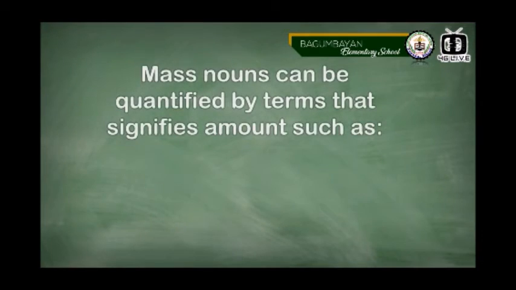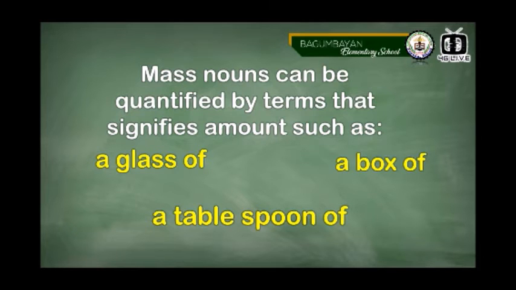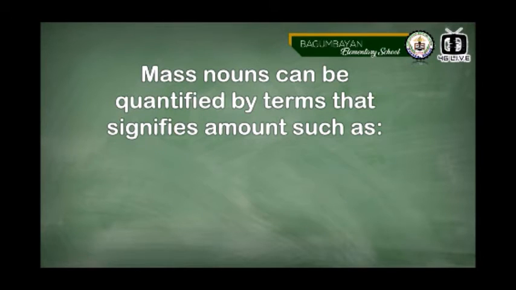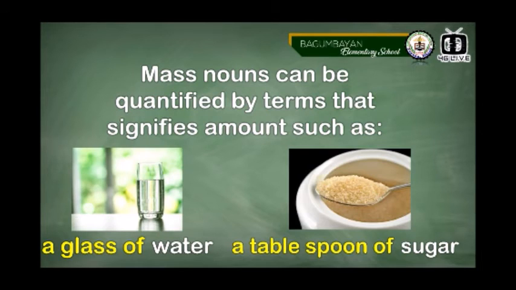Did you know that mass nouns can be quantified by terms that signify amounts such as a glass of, a tablespoon of, a box of? We can state it as a glass of water and a tablespoon of sugar.